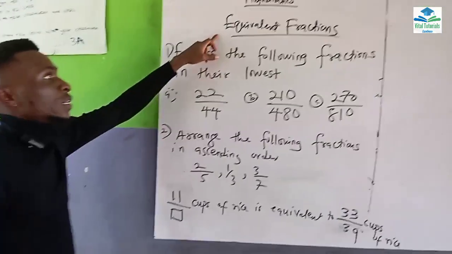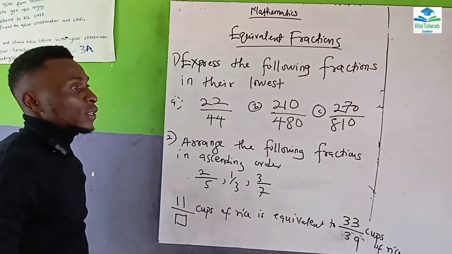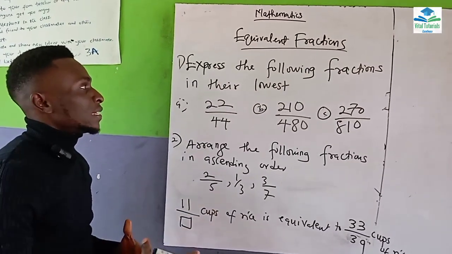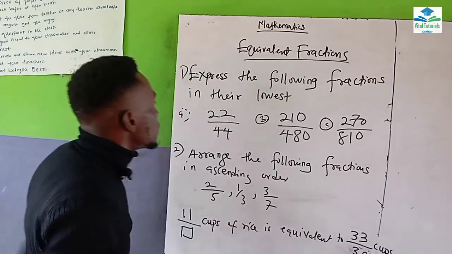Okay, now this is also another topic. The next topic you have is equivalent fractions. Equivalent means something that's almost the same as, like, that's proportional or similar to something else.